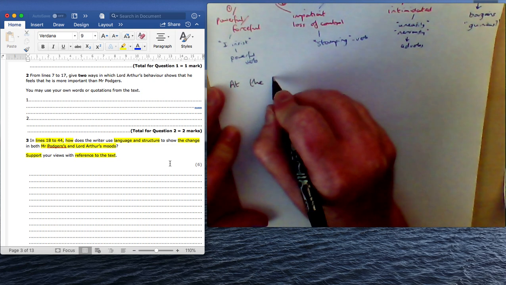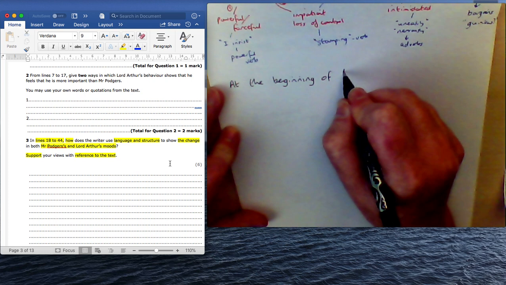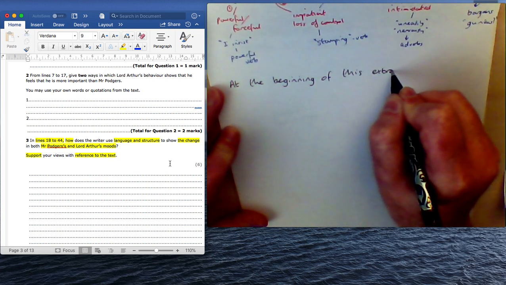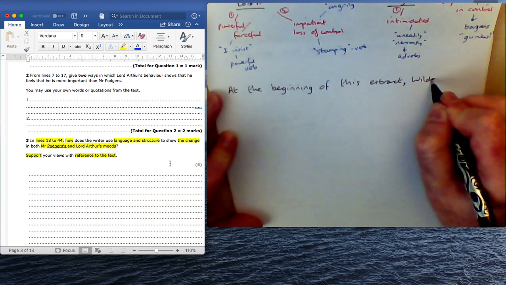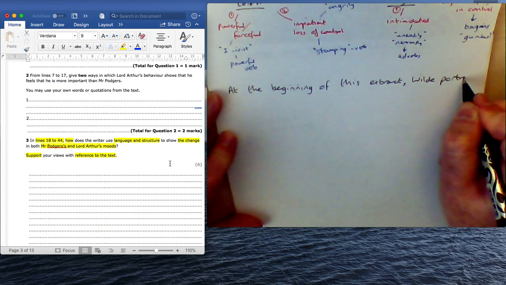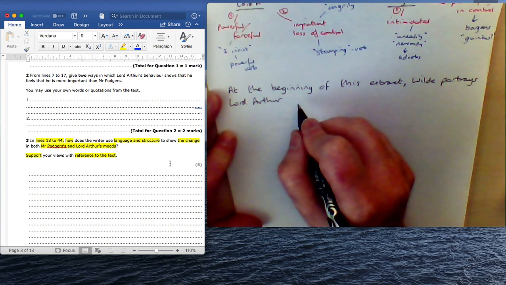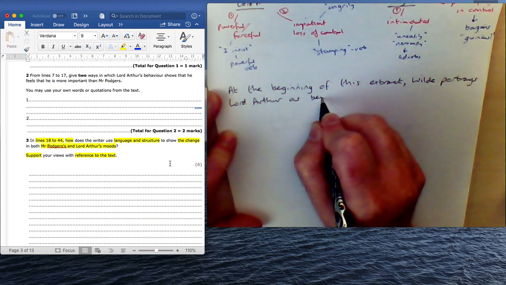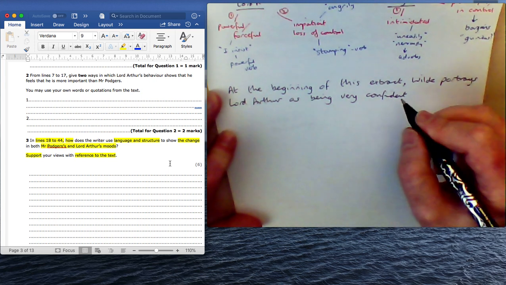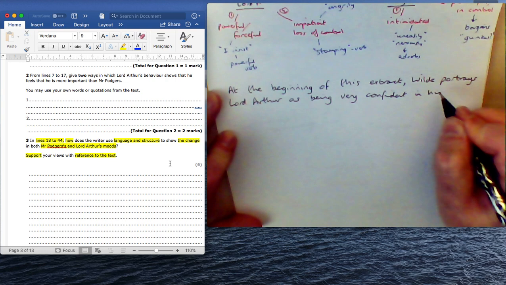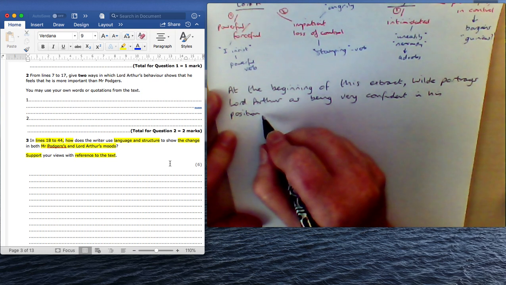at the beginning of this extract, comma, Wilde portrays Lord Arthur as being very confident in his position. His position as what? In his position, well, what is his position?